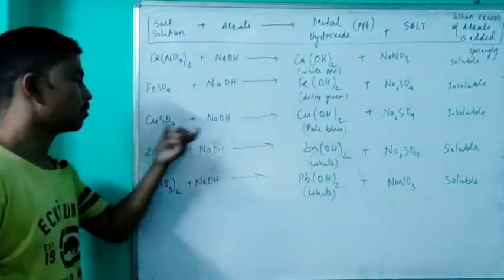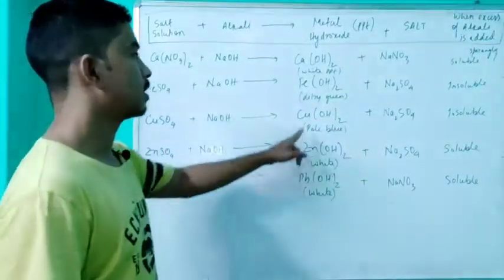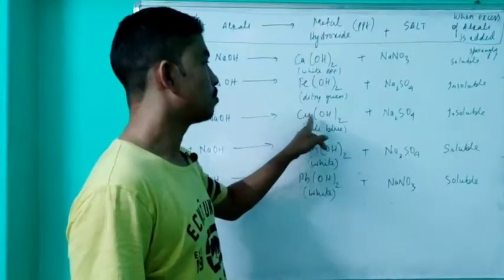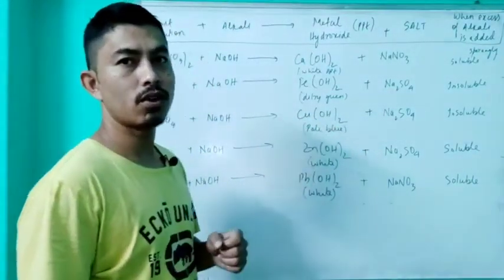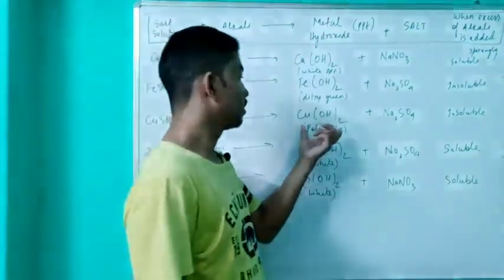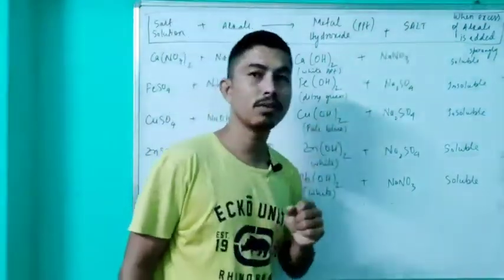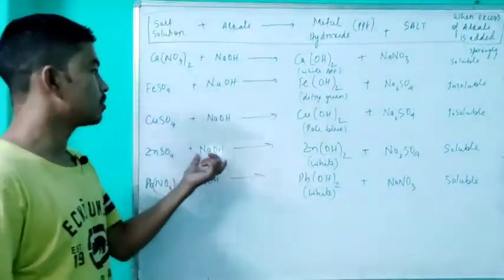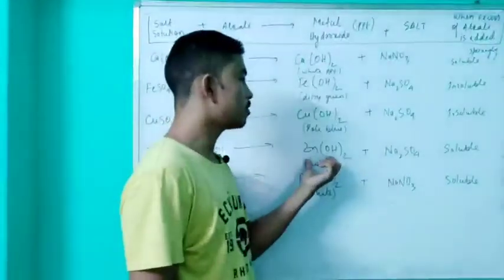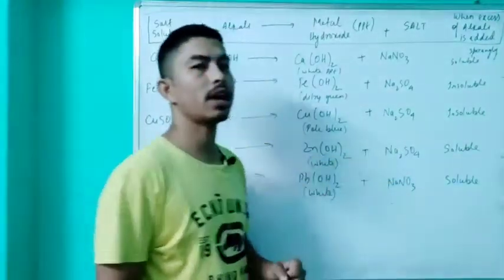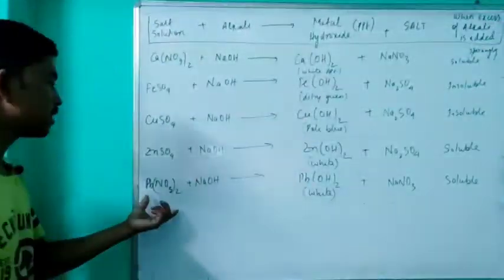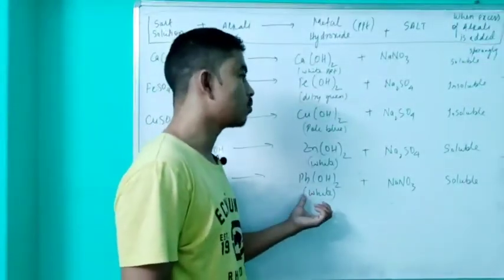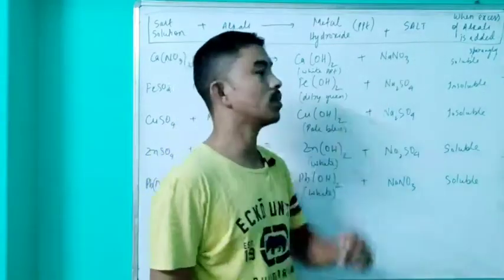Similarly, copper sulfate, when treated with sodium hydroxide, gives copper hydroxide. Since copper is present, which is bluish in color, the precipitate is pale blue, and it is insoluble in excess of alkali. The third is zinc. When treated with the alkali, it gives a white precipitate, which is soluble in excess of alkali. Finally, lead nitrate, when treated with sodium hydroxide, gives a white precipitate, which is also soluble in excess of alkali.